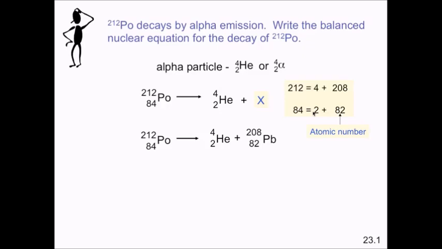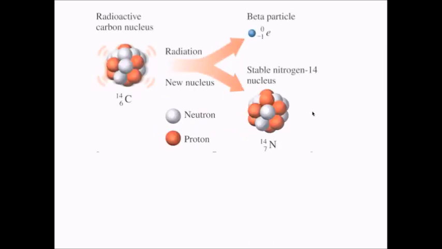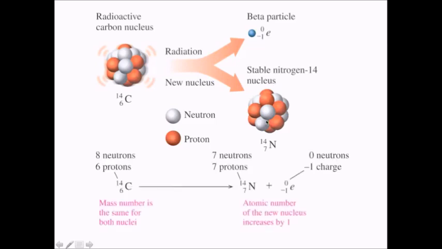The other type of reaction we're going to look at is called beta decay, or beta emission. So here's an example here. We have radioactive carbon-14, and it's going to release some radiation in the form of a beta particle. Here's the symbol for the beta particle. And then carbon-14 becomes stable nitrogen-14. Here's the equation that you'd be writing.